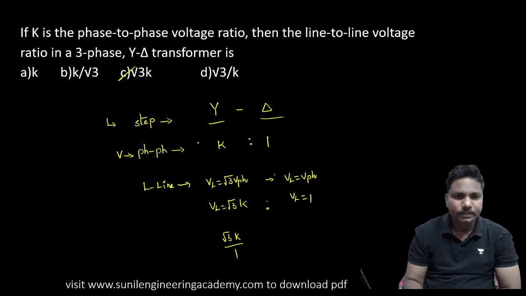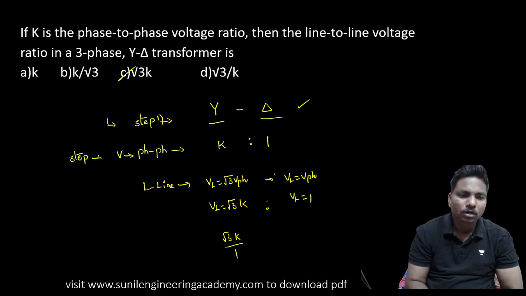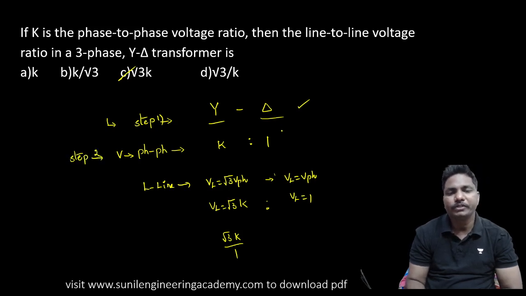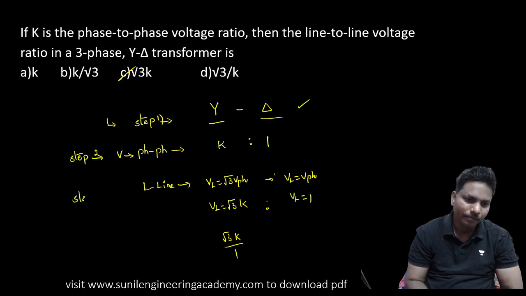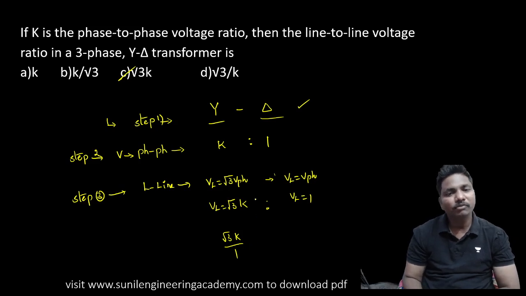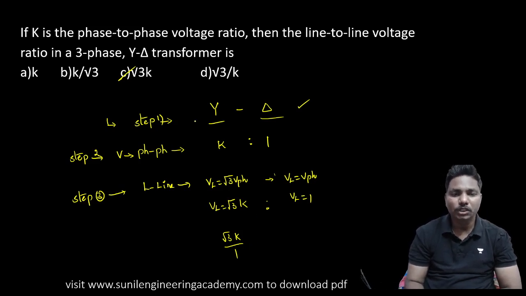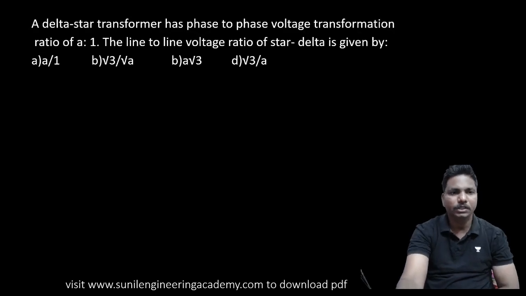Once again, guys, whatever transformer they have given, note it as the first point, step 1. Step 2, note down the phase to phase ratio. Step 3, convert into line values. If they are asking delta to star, reverse it, then you will get the answer. So let us take that type of question also.